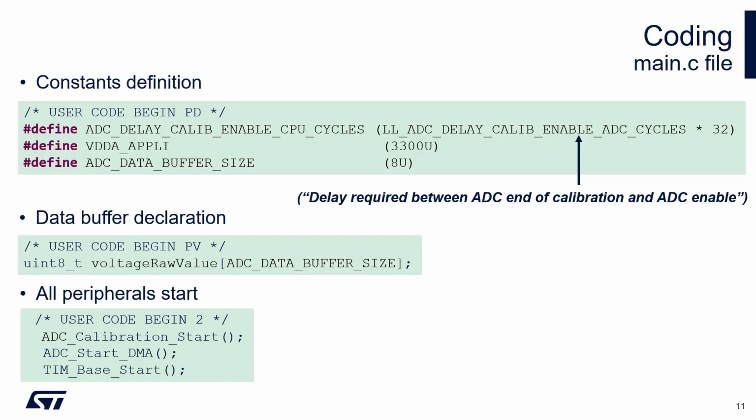After generating our project, we will now implement our application. To do this, we will need to define, first of all, 3 constants. The first constant is a delay that we have to respect between the ADC end of calibration and the ADC activation. This value is related to the ratio between the CPU clock versus the ADC clock. For example, if this ratio is above 32, a higher delay is required.